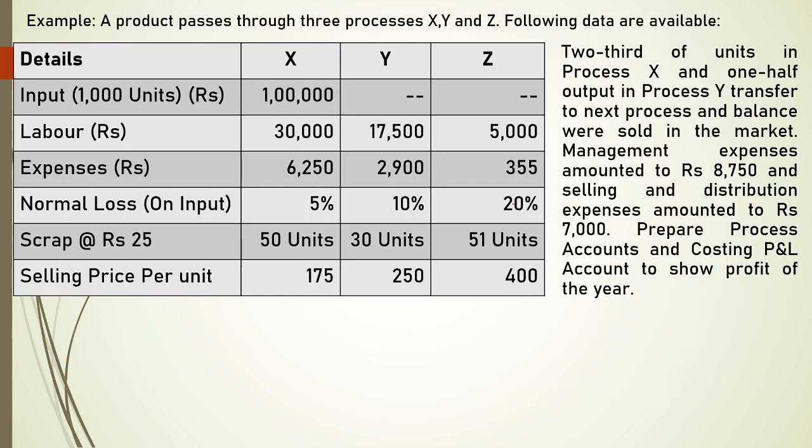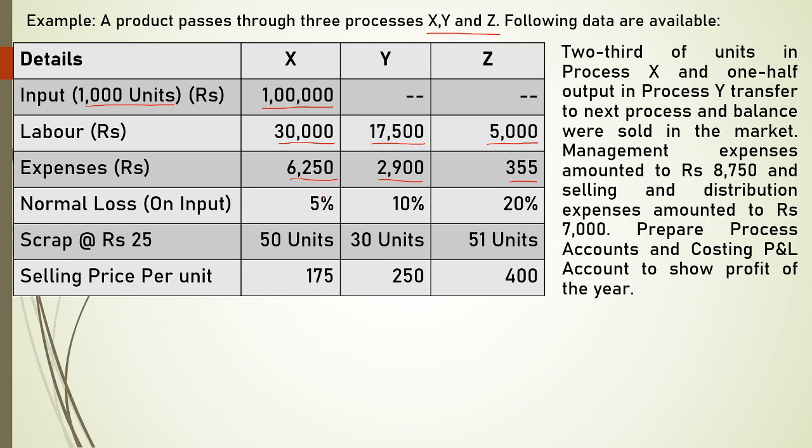Let's start. In this example, a product passes through three processes X, Y and Z, and the information is: the primary material or the raw material input in process X is 1000 units costing rupees 1 lakh, the labor cost or the wages paid to the labor is rupees 30,000 in process X, 17,500 in process Y and 5,000 in process Z. Expenses incurred individually in each process amounted to 6,250 in process X, 2,900 in process Y and 355 in process Z.